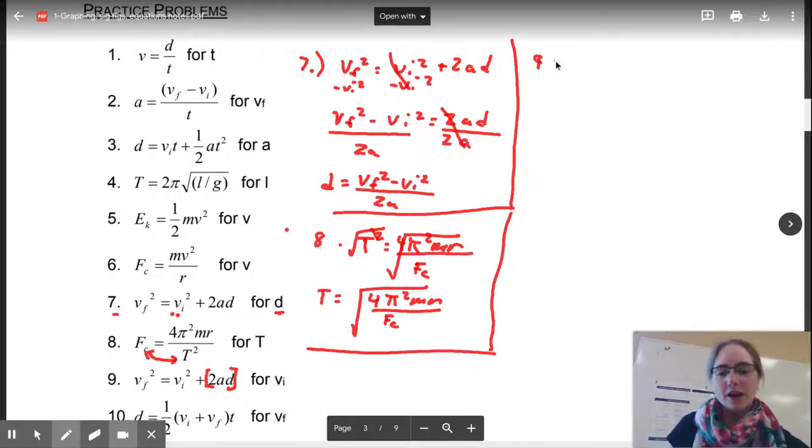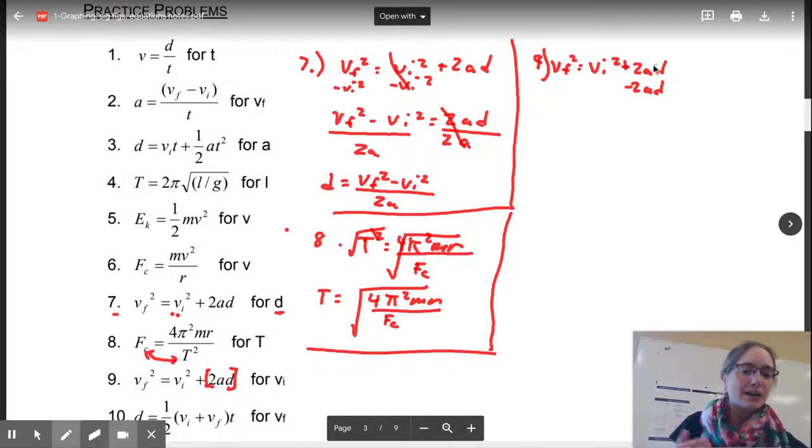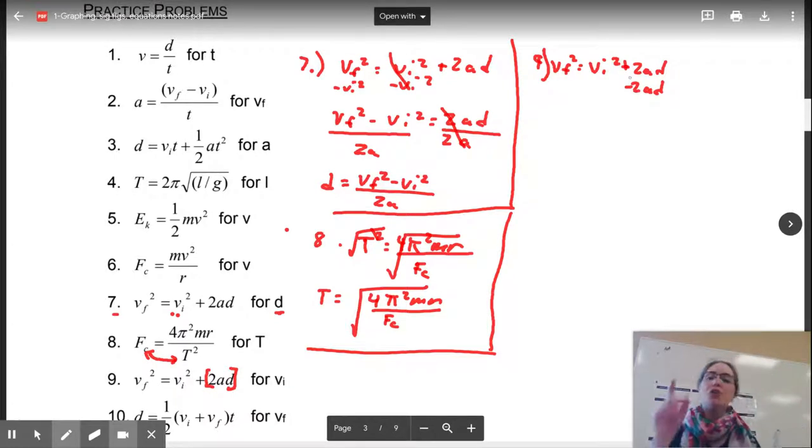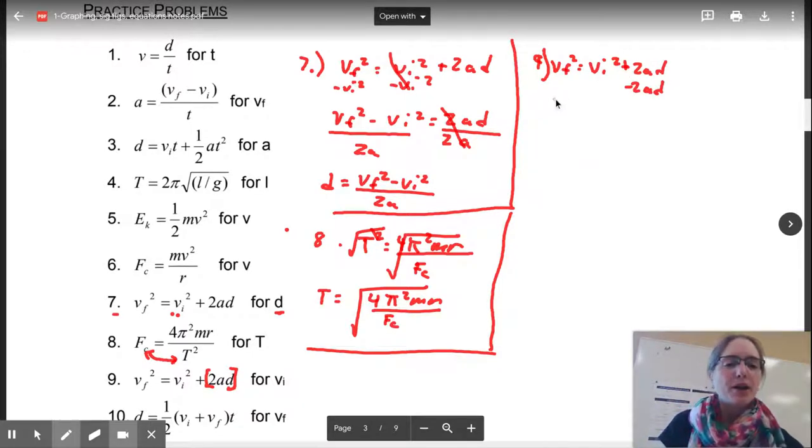So with number 9, we have our VF squared is equal to VI squared plus 2AD. I am going to subtract 2AD from both sides. The 2AD must stay together. You can't break them apart. You can't multiply just 2, or you can't take away just 2. You have to take the whole thing together. Okay? So we are then going to have VF squared minus 2AD, which is going to give us VI squared.